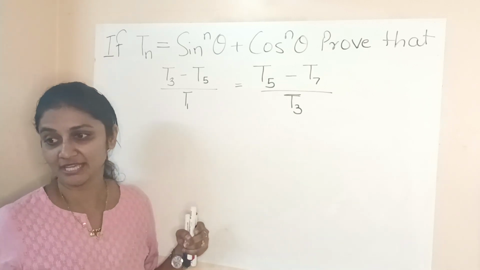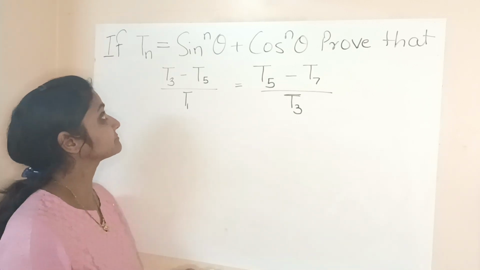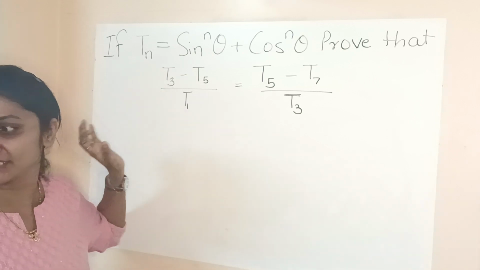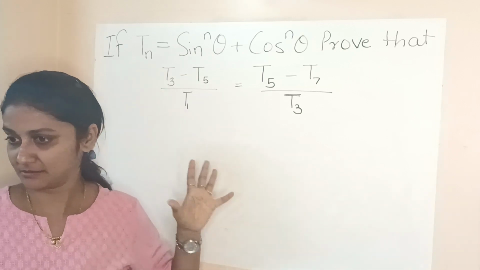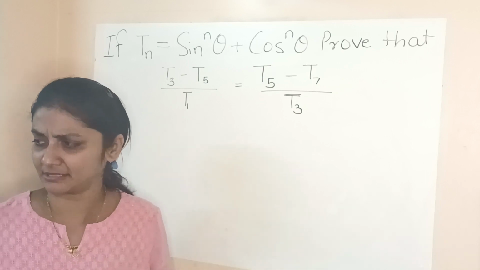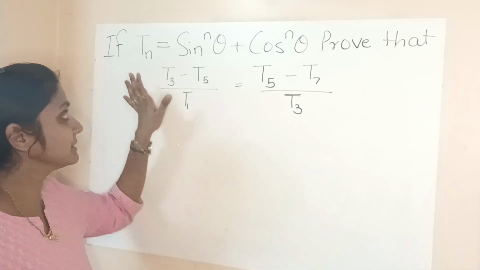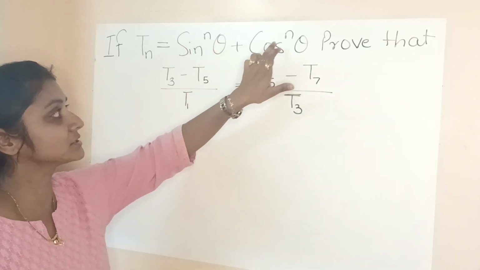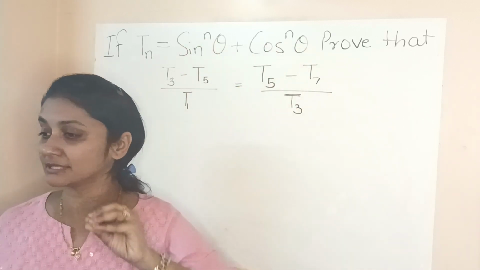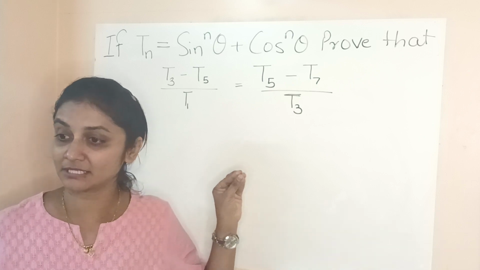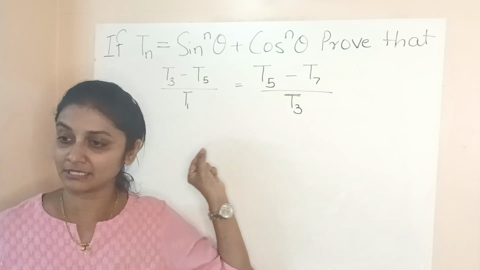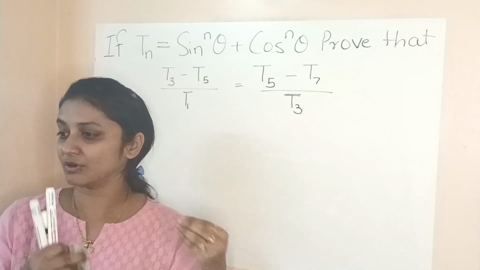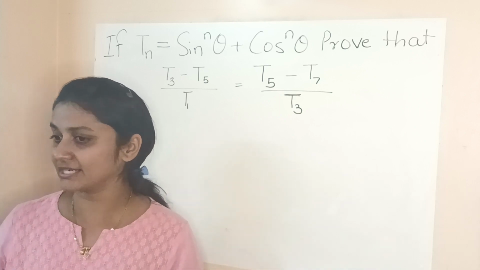Let us understand what they are asking. What is written here? Tn. Tn means nth term. We write it as an or tn. The nth term is written as sine to the power n theta plus cos to the power n theta. You remember when at times they give us the nth term and some equation in which n will be there, and we just put the number n as 1, 2, 3 and find out the series.